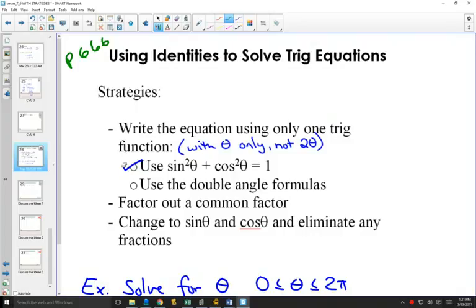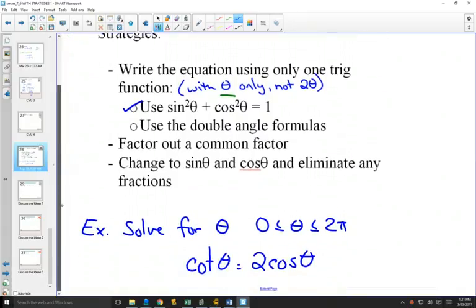So then you'll switch out a double angle formula for something so that we only have one function. And the other thing is we want to write things with theta only. So if there is a double angle, we'll want to change it so that we're writing in theta only, not 2 theta. Other strategies that will come out, sometimes you can't change things to only one trig function. Then you might be able to factor out a common factor to solve it. Finally, if you don't know what to do, you can change everything to sine and cos and eliminate fractions, just like we've sort of done a little bit with proving, and then see where things go from there. So we'll do a bunch of examples now that are going to be solved for theta.